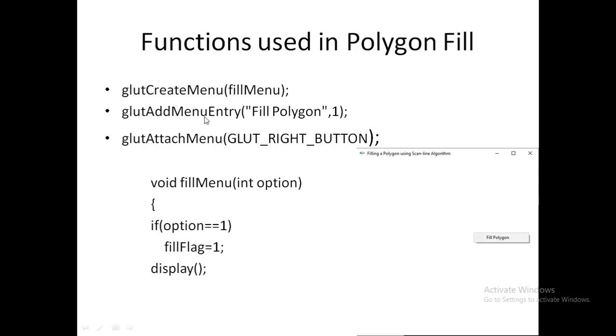I hope you understand the menu creation. Let me summarize. First we are creating a menu called fill menu. Only one option we have, that is fill polygon, option 1. Whenever the user right-clicks this menu and selects option 1, 1 will be passed to this function. Based on this we are setting a variable to 1 and we are calling the display function. This is attached to the right button.